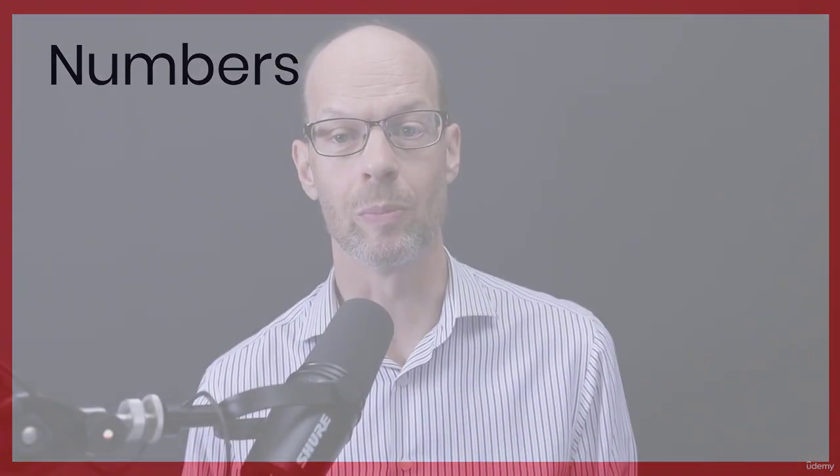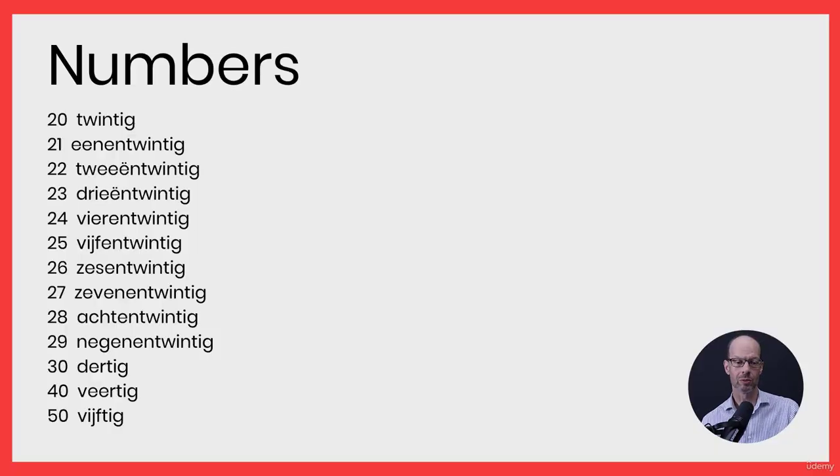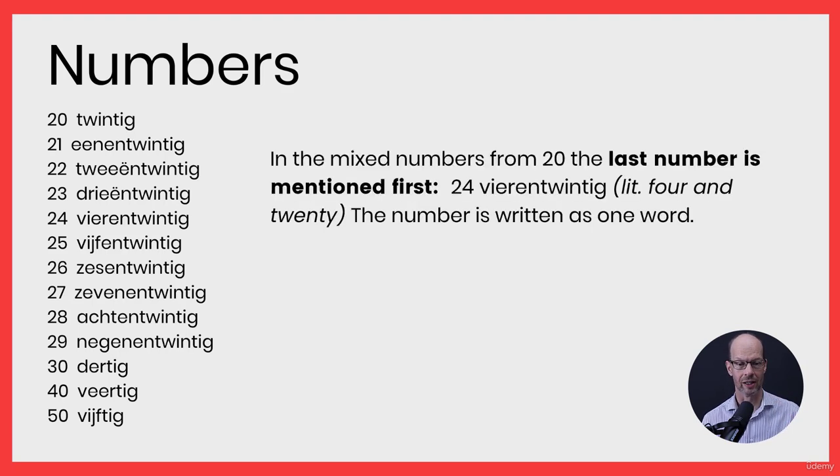Okay, I want to give you some extra information about numbers that will make learning the numbers easier for you. So the numbers 1 to 20 you just have to learn, right? But after the numbers 1 to 20, a structure suddenly appears. Here on the left-hand side you see the numbers 20, 21, 22, 23, 24. So there's a structure in that.